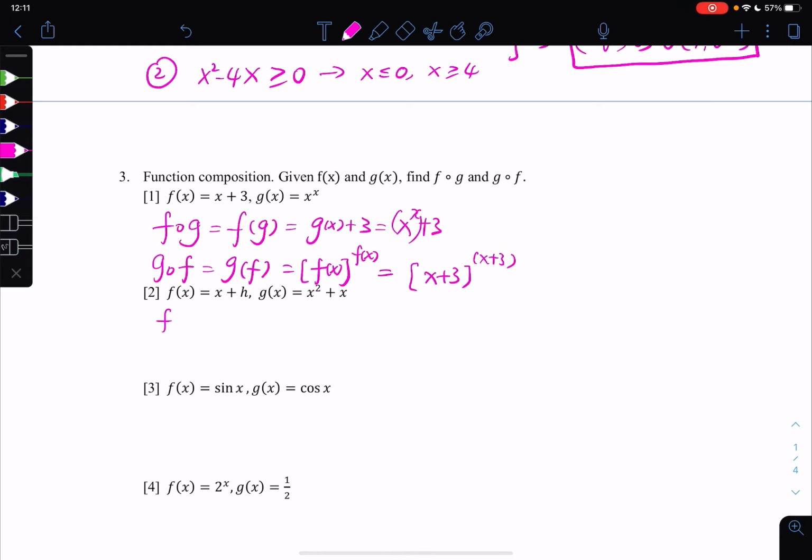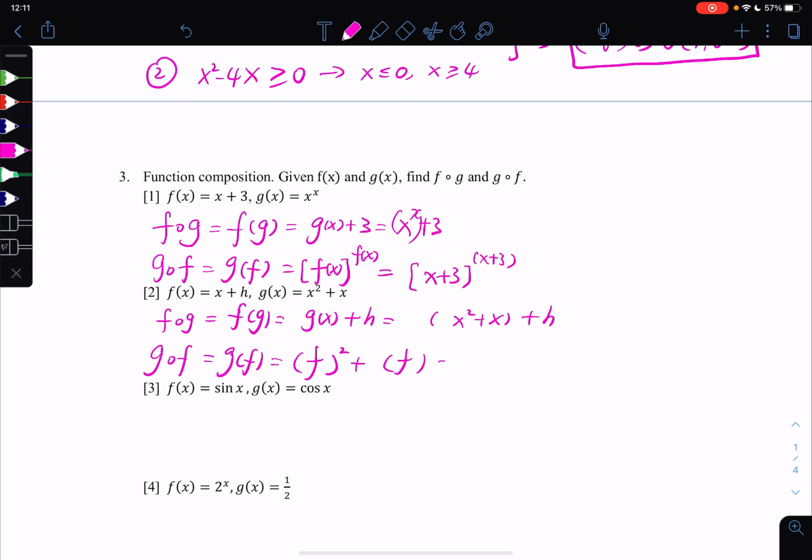So the next one, f composite with g, is simply with the g function substituted in replacing your x, so it's g of x plus h. In other words, it's x squared plus x plus h. G composite with f is the other way around, which means it's your input function squared plus your input function. In this case, it's f. Hence, you have x plus h squared plus x plus h.